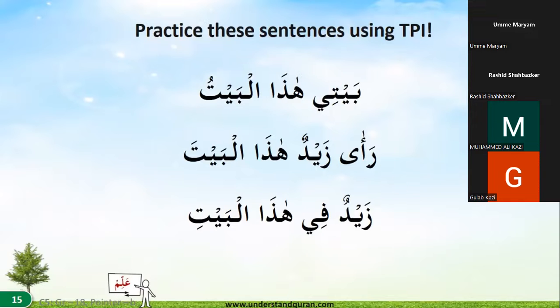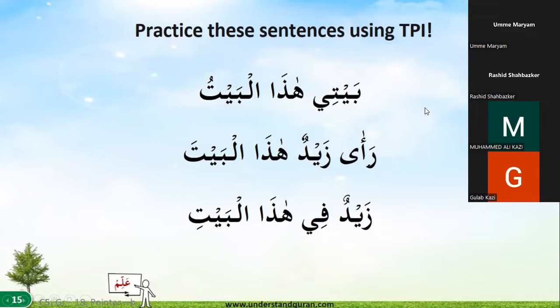This house is my house. If I have to say baytu, my house, hazal baytu, this house, right? Ra'a Zaidun, Zaid saw hazal bayta, this house. Zaid saw this house. Okay, and Zaidun fi hazal bayti. Zaid is in this house. So because of this fi, we are getting the kasra here, bayti. Because of the object here, it is a nasab state, and that's why hazal bayta. And this is just saying baytu, my house, hazal baytu, is this house. Okay, so that's why it is in rafa state.